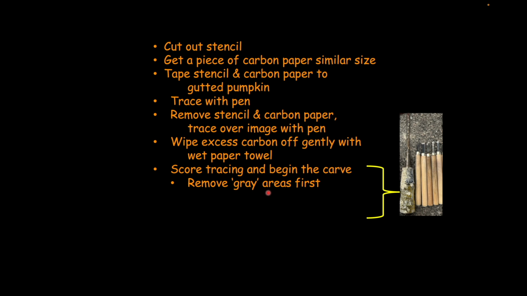You remove those gray areas first, meaning use some of these flat blades to just peel off the rind. So the hard part on the outside, you don't have to peel very far into the flesh. Peel those off. This is the reason you score it, so that you can peel off very detailed sections. Then what I would suggest, before you cut out any white pieces, is you light the pumpkin to see if you need to remove more flesh so that you can see gray, so that you can distinguish gray from black.